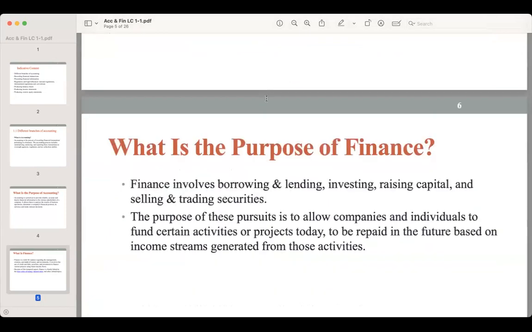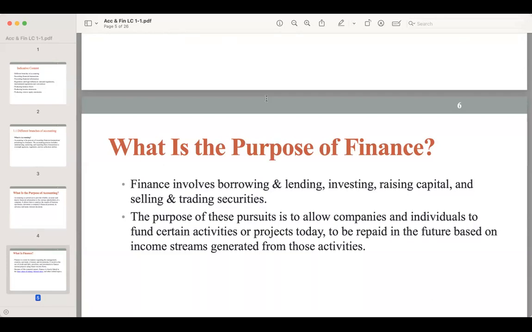Next one is, what is the purpose of finance? Can anybody explain what the purpose of finance is, or any idea? Anyone? Okay. Finance involves borrowing and lending, investing, raising capital, and selling and trading securities. The purpose of these pursuits is to allow companies and individuals to fund certain activities or projects today to be repaid in the future based on income streams generated from those activities.